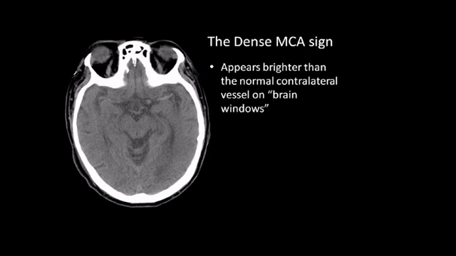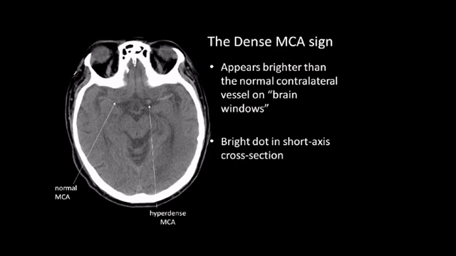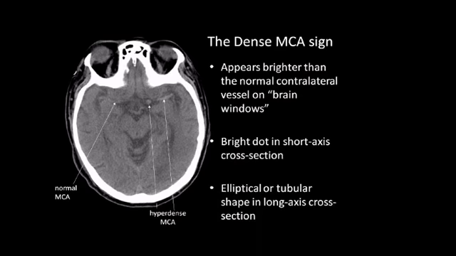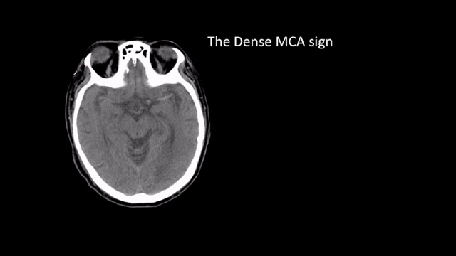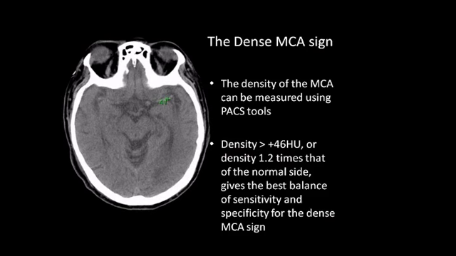The dense MCA appears brighter than the normal contralateral vessel on brain windows. It is a bright dot in short-axis cross-section and appears elliptical or tubular in shape in long-axis cross-section. The density of the MCA can be measured using PACS tools. A density greater than 46 Hounsfield units, or 1.2 times that of the normal side, gives the best balance of sensitivity and specificity for the dense MCA sign.